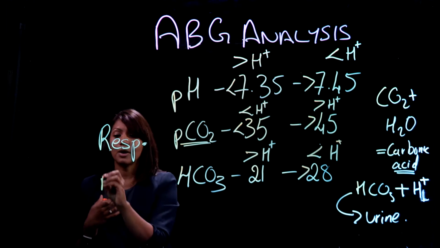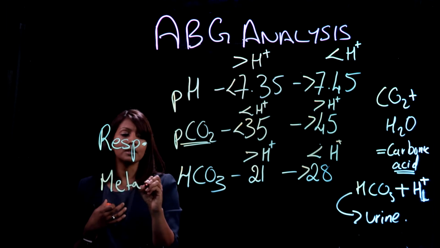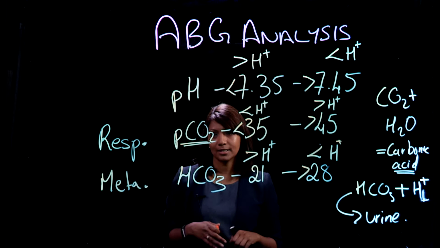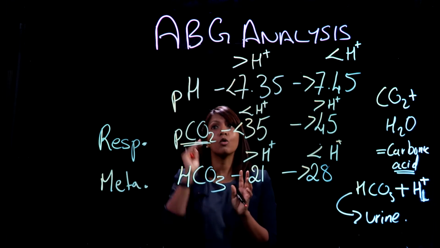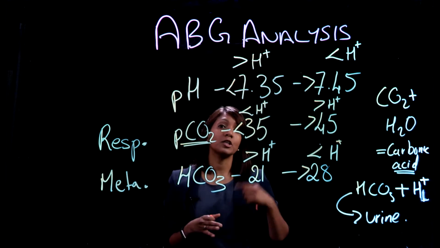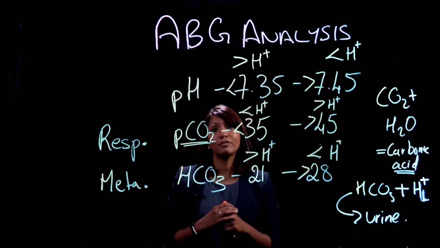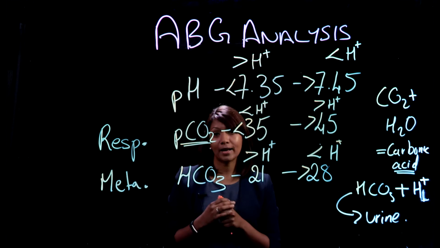So this represents the metabolic side of things. These are the two factors that play a role in maintaining the pH. And as we do problems, as we go along, we'll figure out how each of them affects our pH.